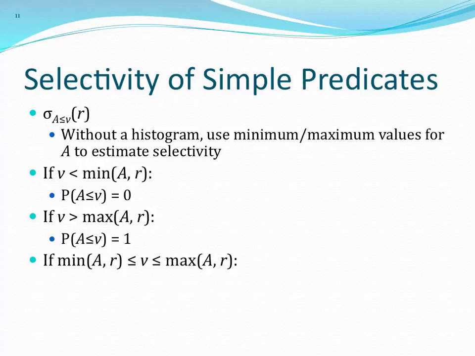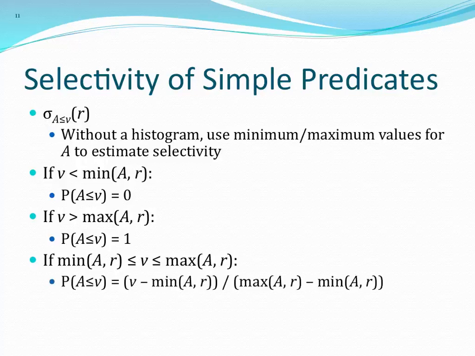Now, if it's in between, then I do that crazy calculation that I had before. I'm seeing if the attribute is less than or equal to some value, so I basically start at the minimum and then go to V, and whatever extent that is, that basically corresponds to my selectivity. So V minus the minimum of that attribute's value over the maximum of that attribute's value minus the minimum of that attribute's value. Okay? Does it make sense? Can you do this for ints? You can do this for ints. Can you do this for strings?